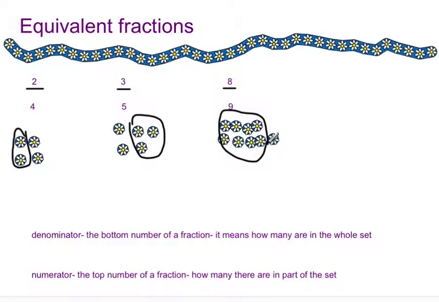That shows our fractions. The denominator is the bottom number of the fraction. It's the 4, the 5, and the 9. That tells us how many are in the whole set. The numerator is the top number of the fraction, the 2, the 3, and the 8. This tells you which part of the set we're talking about. So 2/4, 3/5, 8/9. Now if we're talking about equivalent fractions, we can show these by using lots of different pictures.